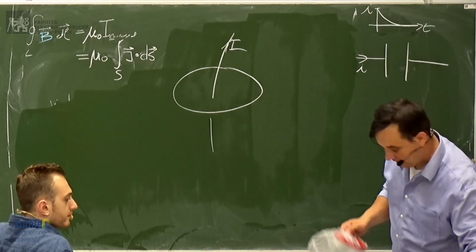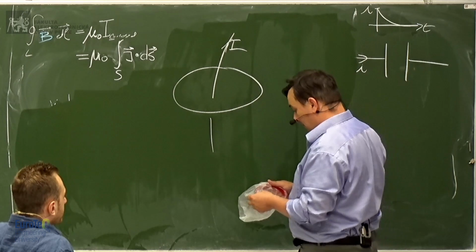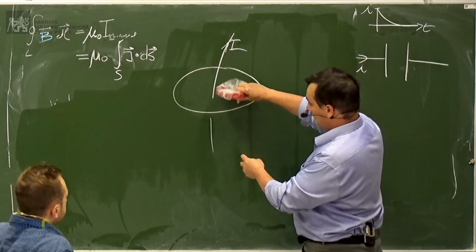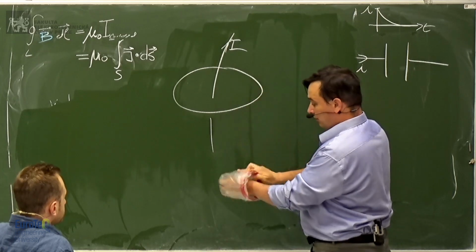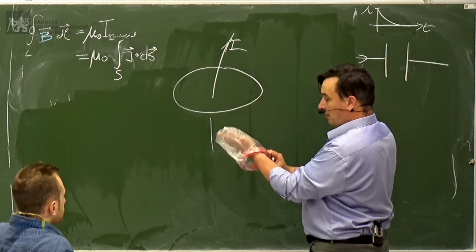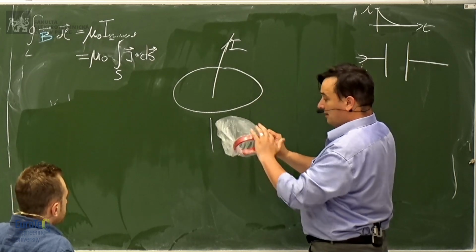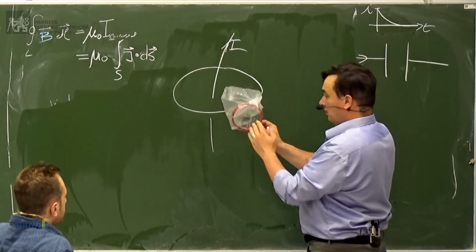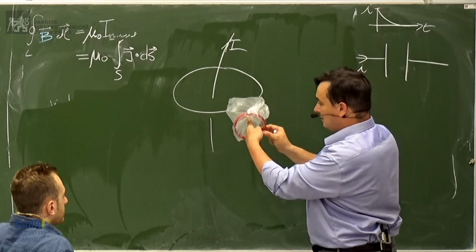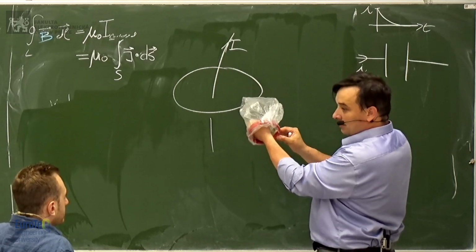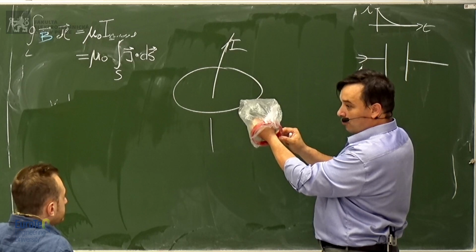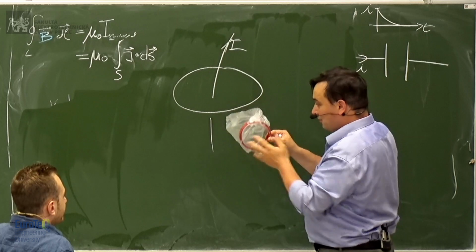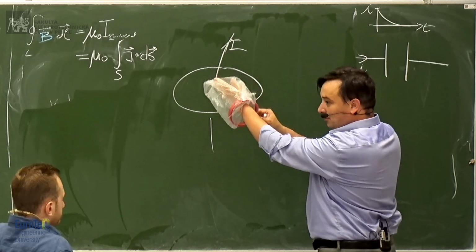I forgot to mention that this applies for every surface. Not only if you have a ring and this surface, but also if the surface is like a bag, as long as the edge of the surface is attached to the ring. Why? Because if the current enters here, there is not a black hole which takes the current away. If the current enters here, whatever the surface is, it has to go out.